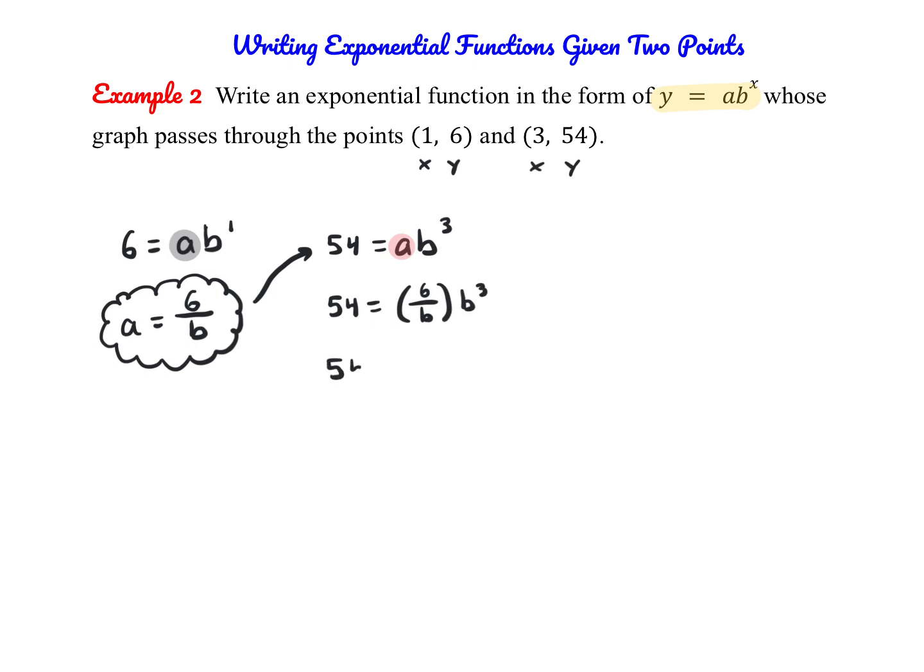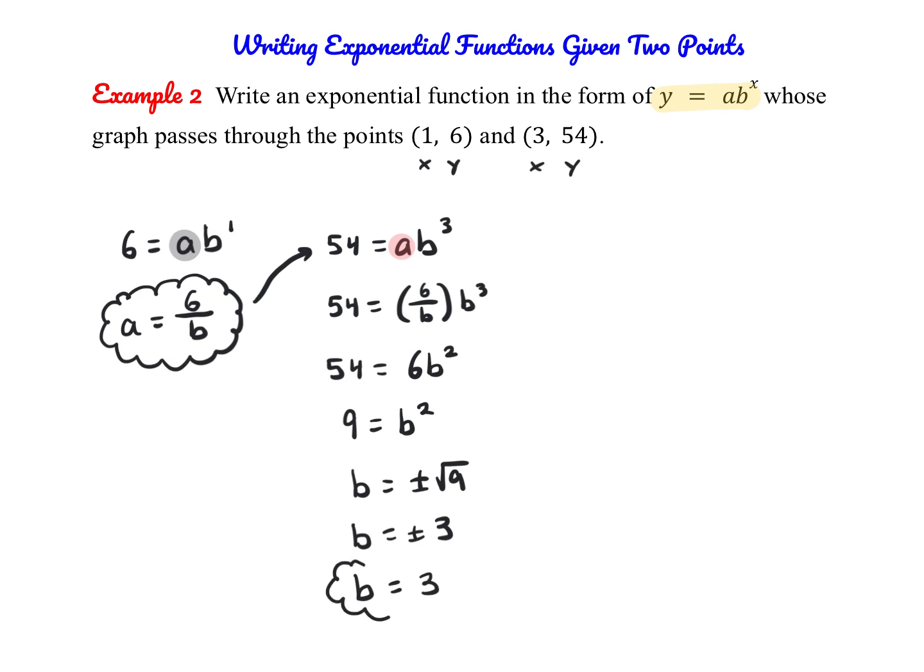And if we clean that up a little bit, well, we have b cubed divided by b, which is b squared. So that gives us 6b squared. If I divide both sides by 6, we have 9 equals b squared. So b is going to be the plus or minus square root of 9. So b would be plus or minus 3. However, we know for an exponential function, this is just part of the definition, the base must be positive and cannot be 1. So our b value is simply going to be positive 3.